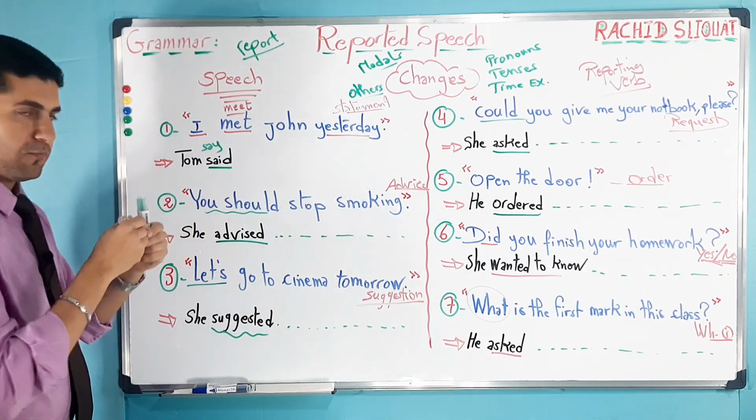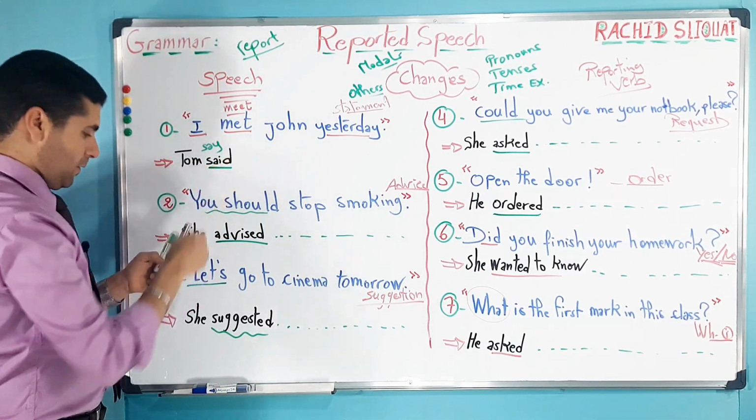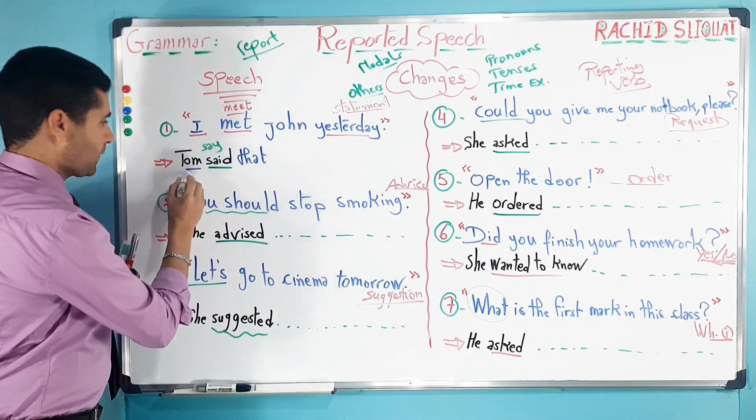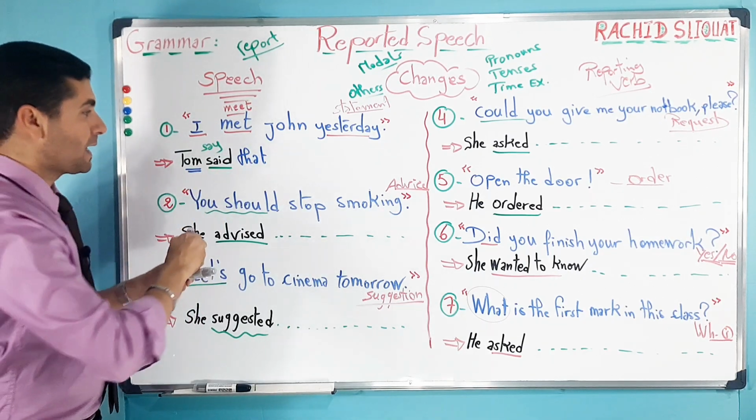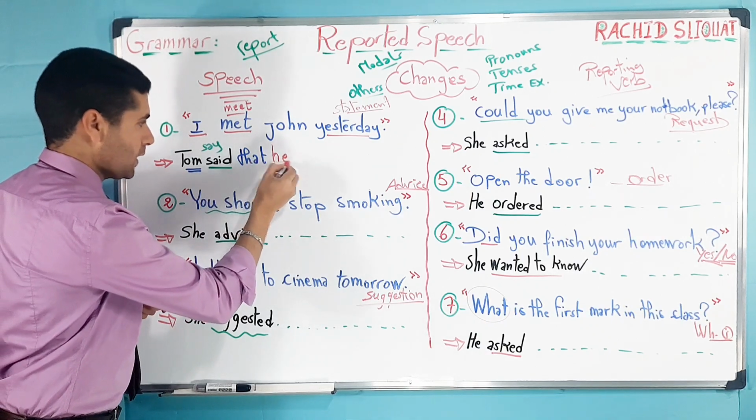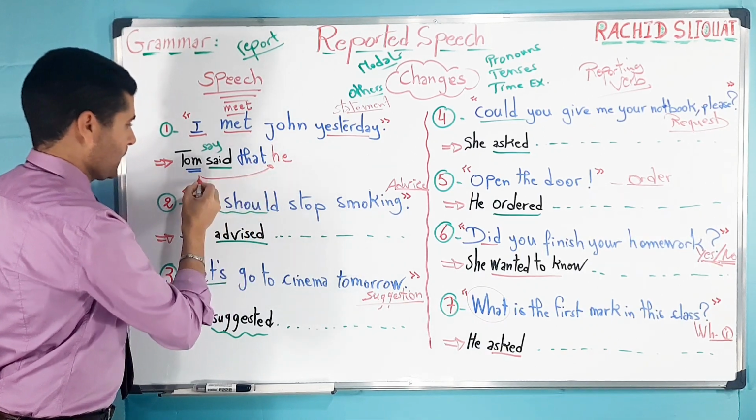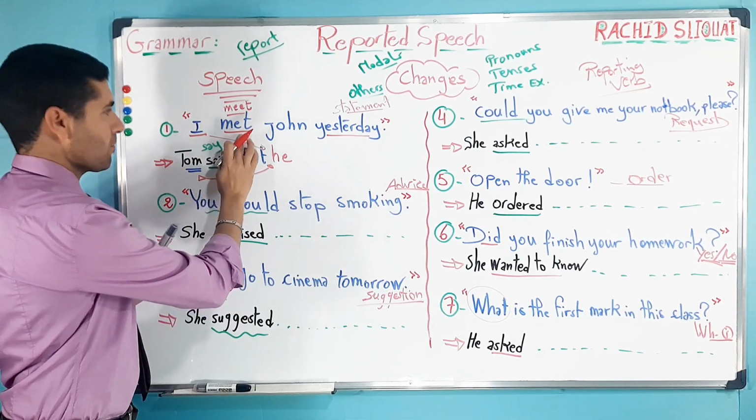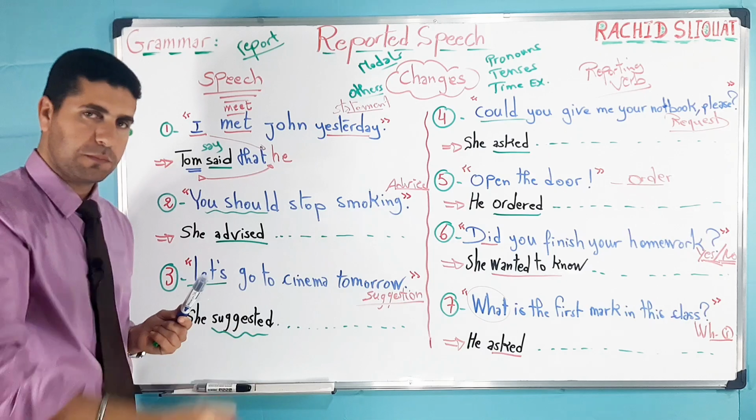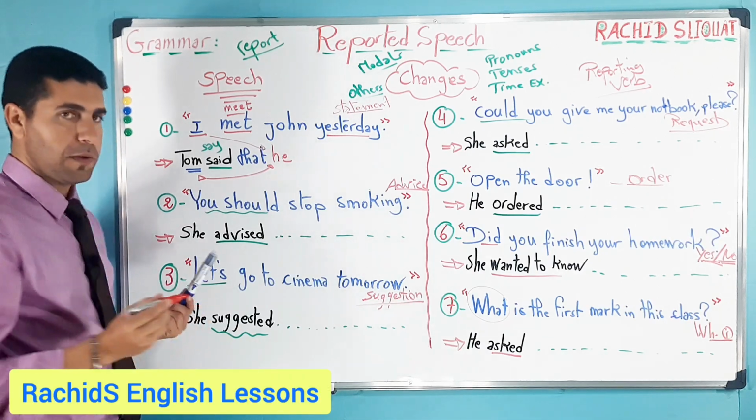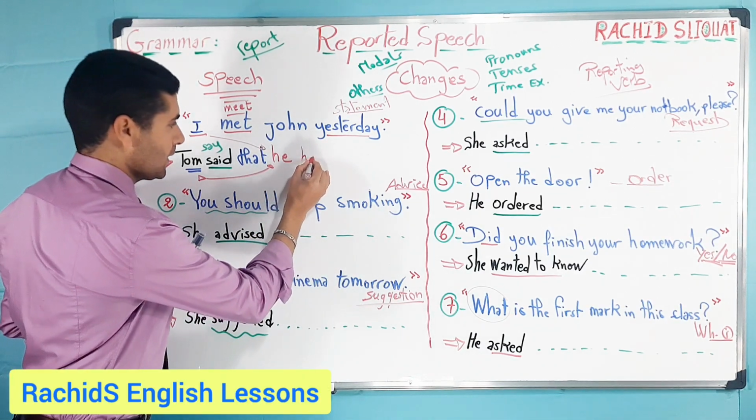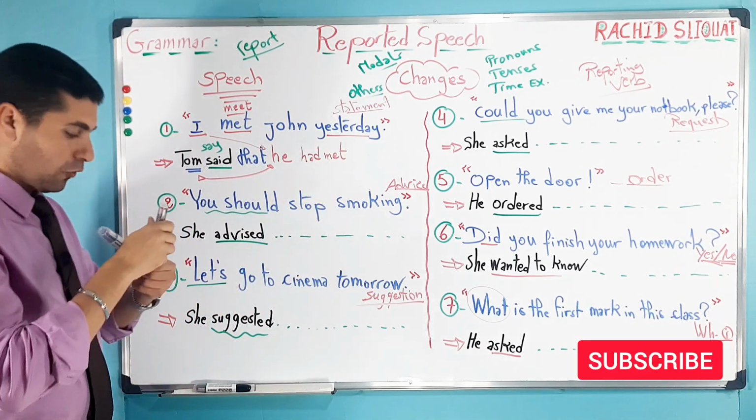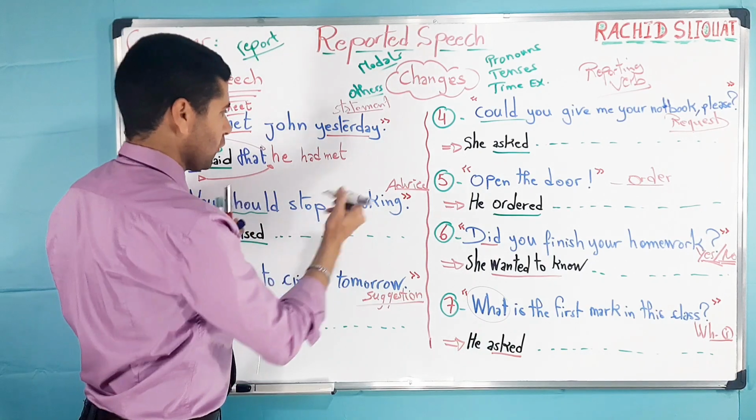Tom said, for instance, we can include that. Now here we have Tom, so I is going to be he. Why he? Because here we have Tom. So Tom said that he, here we have met. Past simple in a reported speech becomes past perfect. So what is past perfect? Had met. Had met John.